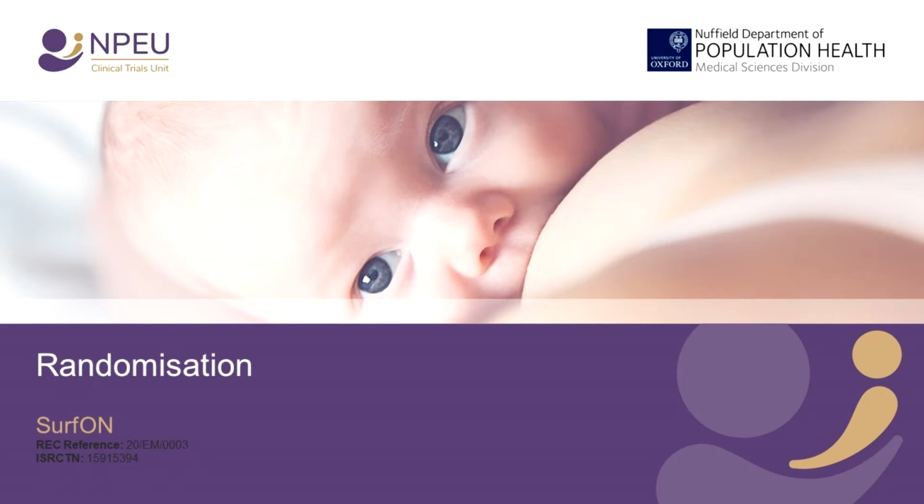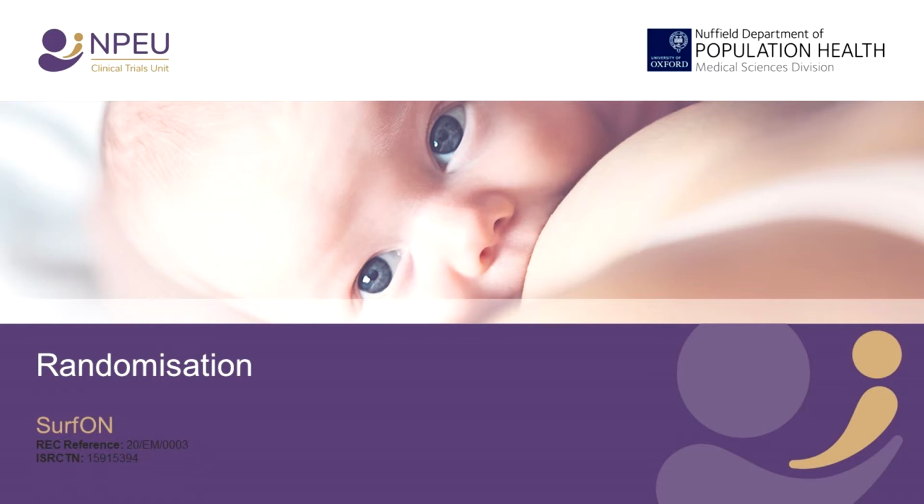Welcome to this video demonstrating how to use the randomisation website for the SurfON trial. For SurfON, the randomisation program determines an infant's study number, the arm of the trial they will enter, and confirms that the infant meets all of the eligibility criteria for the trial. It is also where the parent's contact details and screening log are entered.